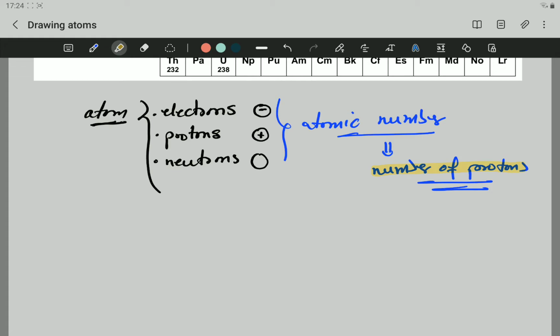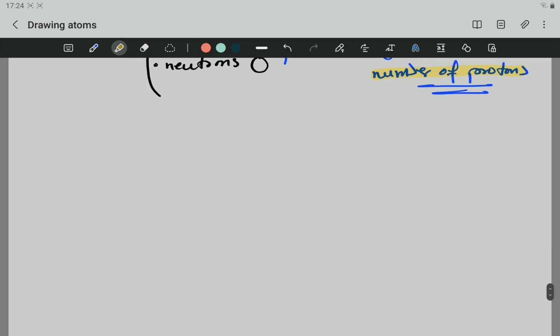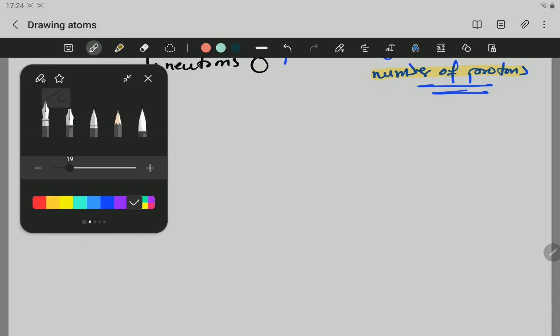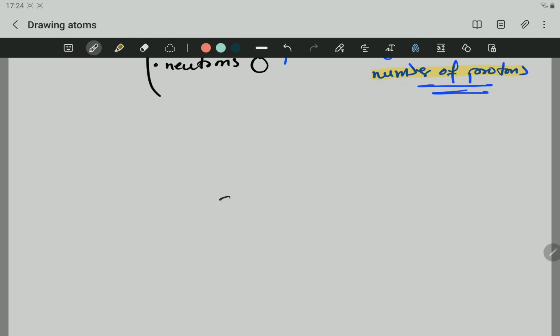Now, the protons and the neutrons will be in the center of the atom. Somewhere in the center of the atom, you will have protons and you will have neutrons. Remember, the neutrons have no charge. You will have energy levels, and then the electrons are going to be moving around the atom in those energy levels.